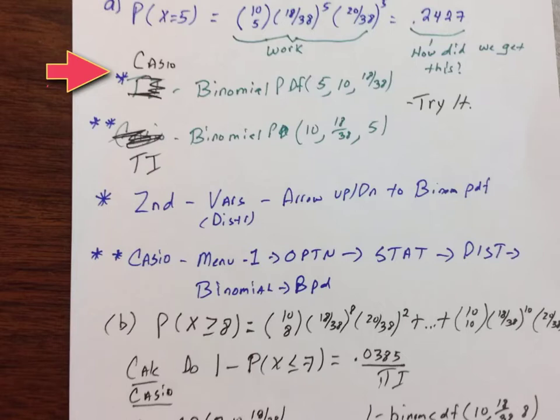Now let's look at the TI. For the TI, you'll go second vars, which is distribution. You're going to arrow up or down until you find binomPDF. The order for the TI is slightly different. It is N, P, K. Both Casio and the TI will give you the same answer.